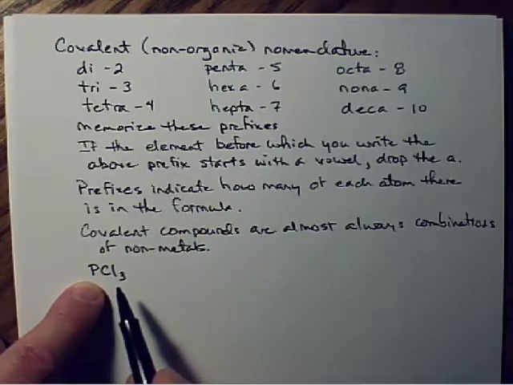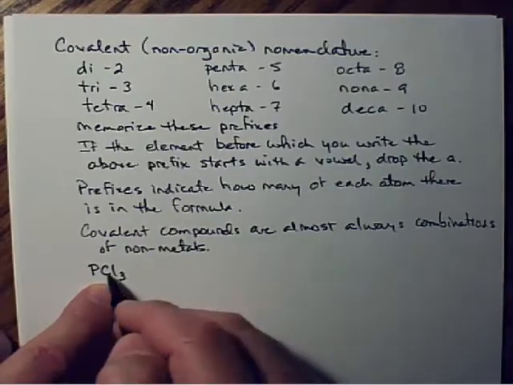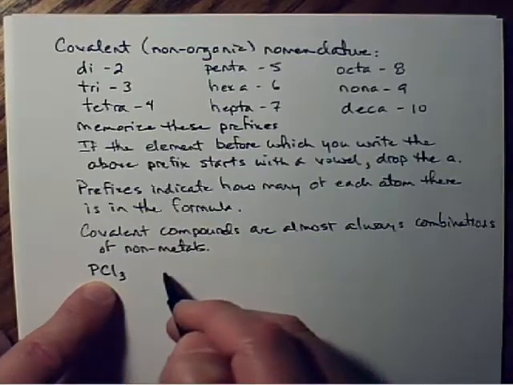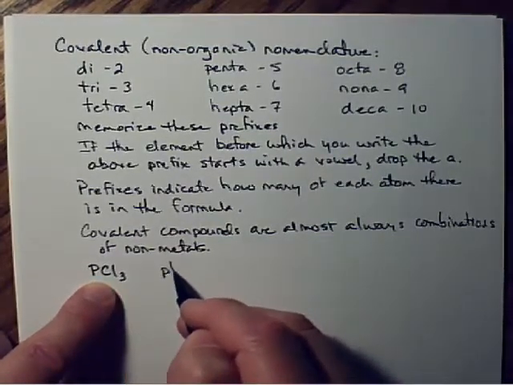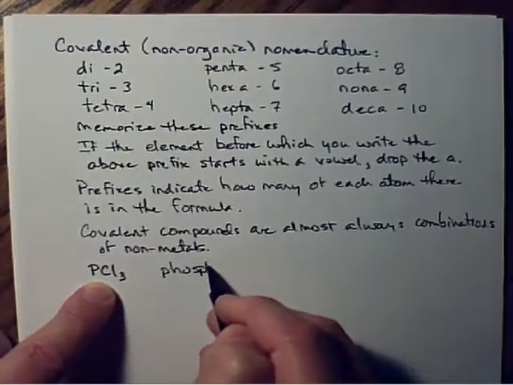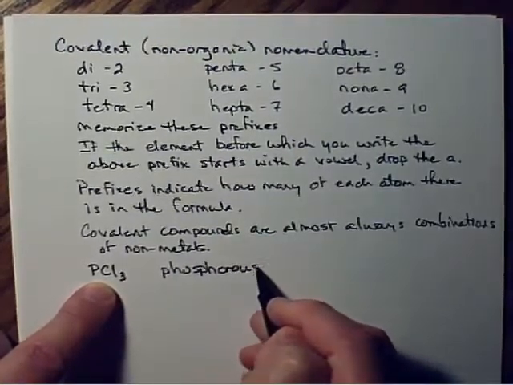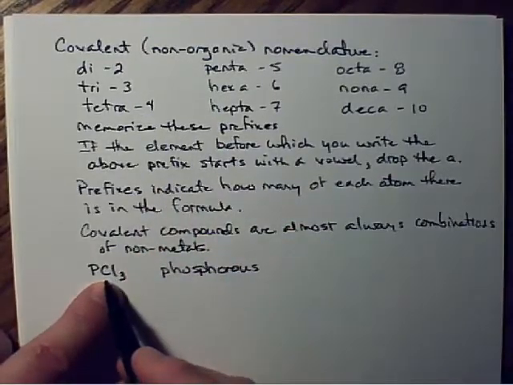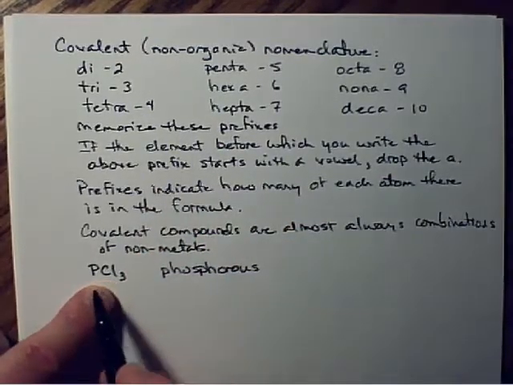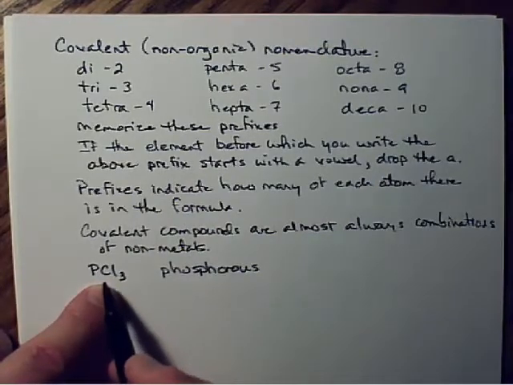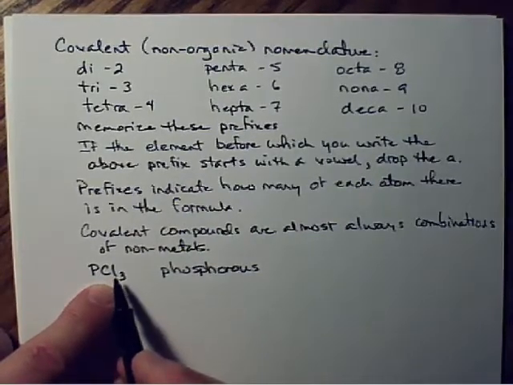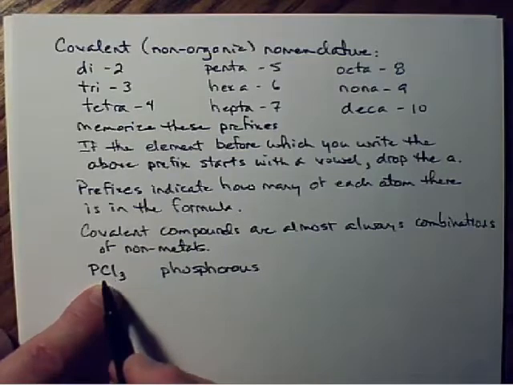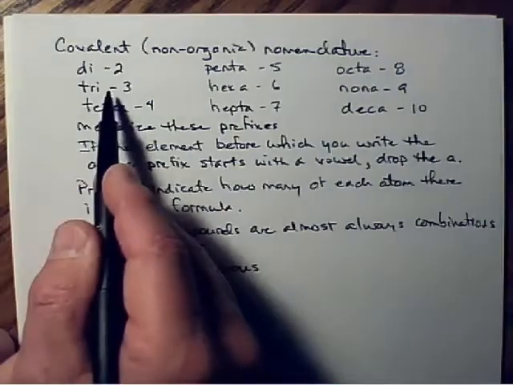Okay? All right. So this, then, we're just going to name the first element just what it is on the periodic table, and this is phosphorus. And then we'll pick the appropriate prefix to put in front of the second element name. And in binary compounds like this, the second element always has an IDE ending. Okay, so this is going to be trichloride.